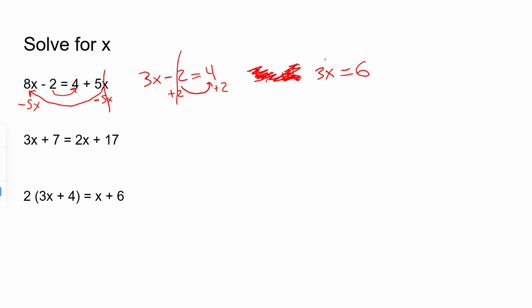So now to keep x on this side and to isolate it, we're going to divide away the 3. 6 divided by 3 is 2. So x is equal to 2. Go ahead and pause the video and try to work through the next couple problems.